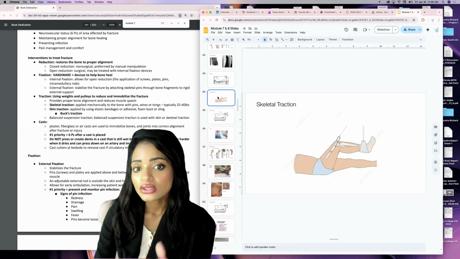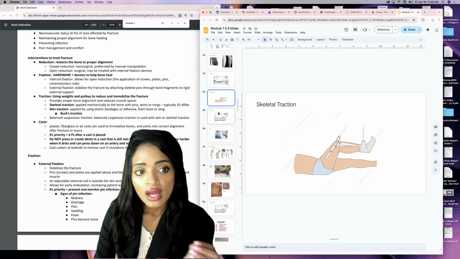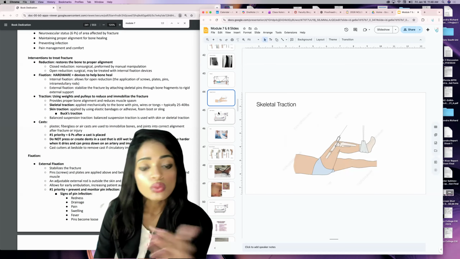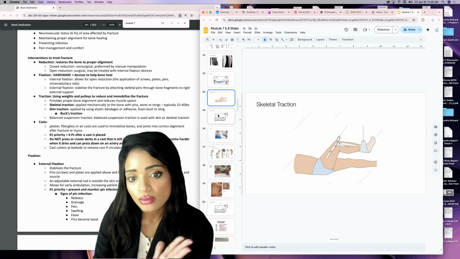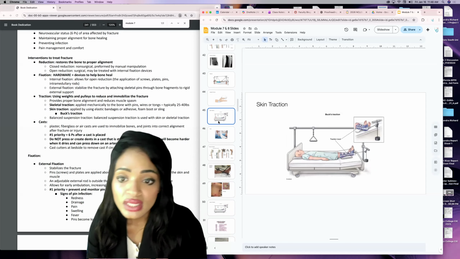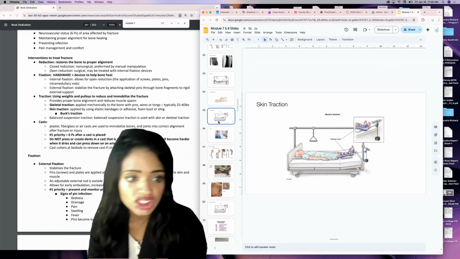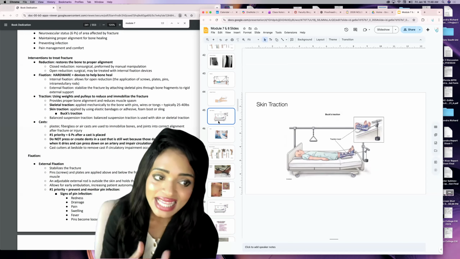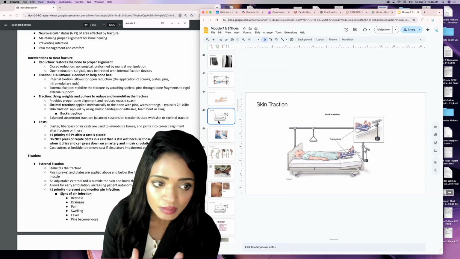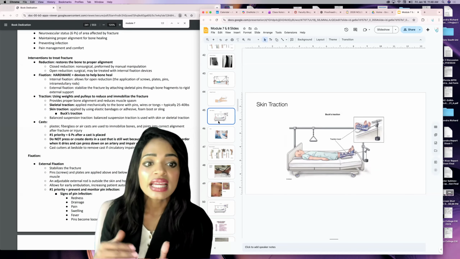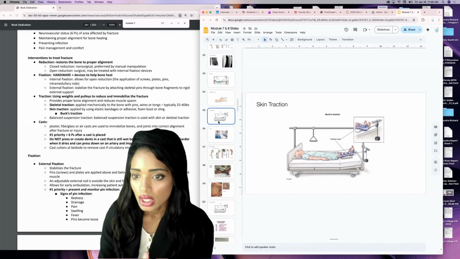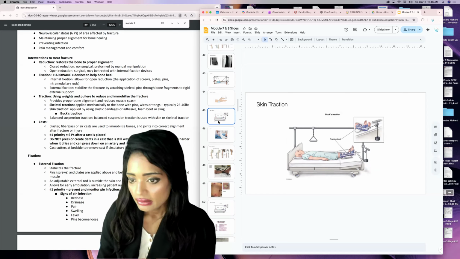So that was skeletal traction. The rods and the pins are going straight through the bones. Or you can have something called skin traction, where there's nothing sticking inside the patient, but we're using a boot or a sling.